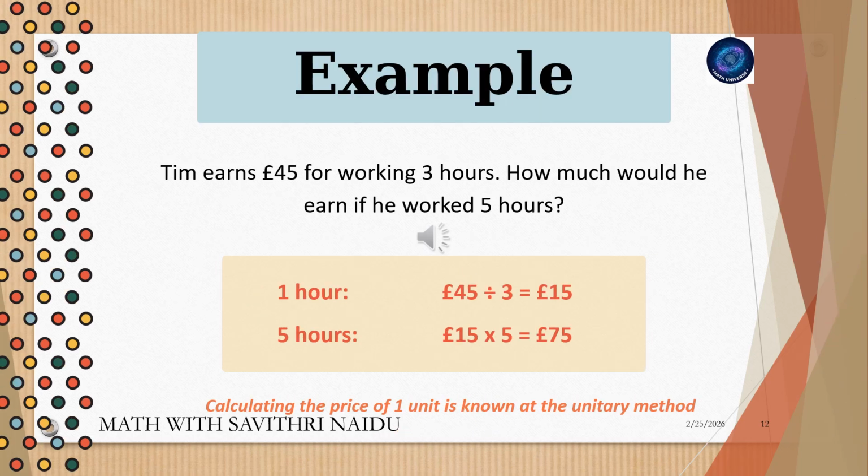Tim earns 45 pounds for 3 hours of work, which means 15 pounds per hour. Hence, he earns 15 times 5 is equal to 75 pounds for 5 hours. The unitary method is helpful when calculating cost per unit or rate per unit.